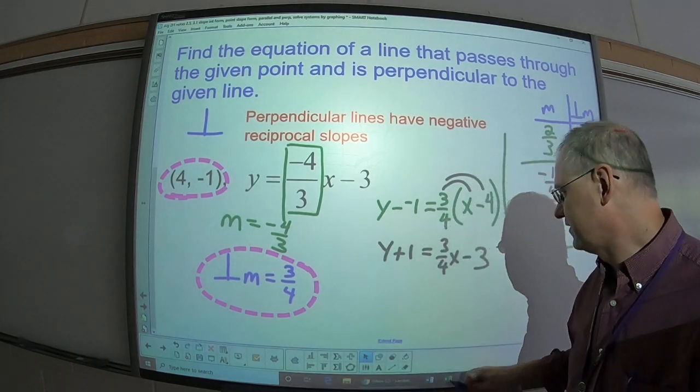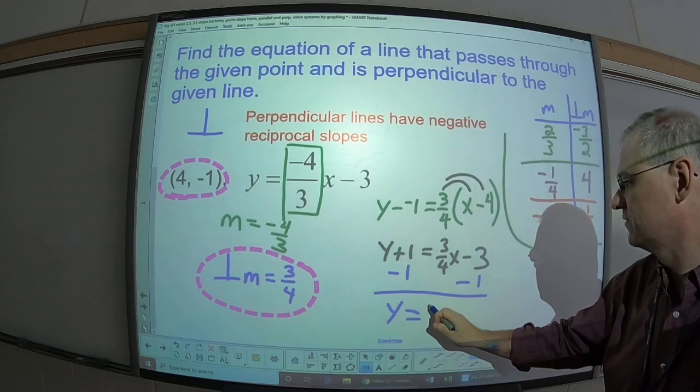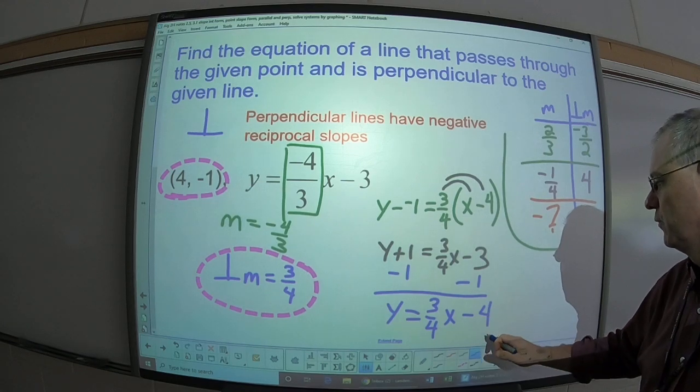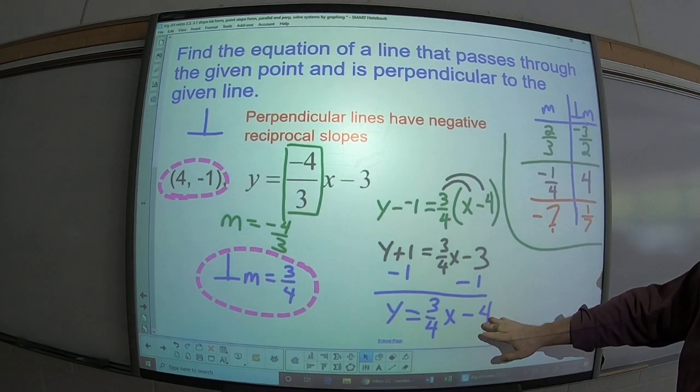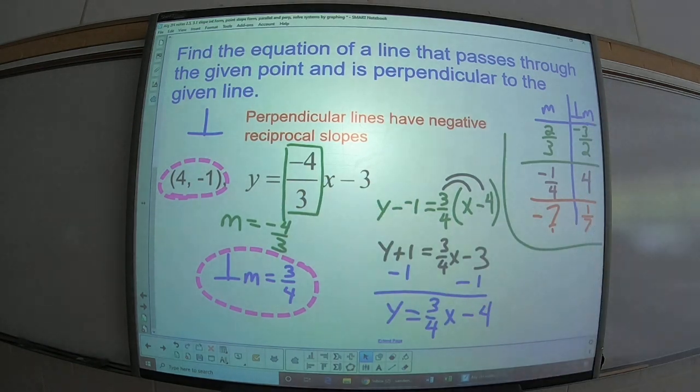I can then finish it off by subtracting 1 from both sides. Y equals 3/4 x minus 4. This is the equation of the line that's perpendicular to this and goes through that point. I hope that was clear for you.